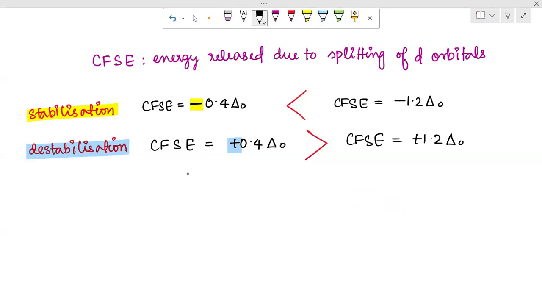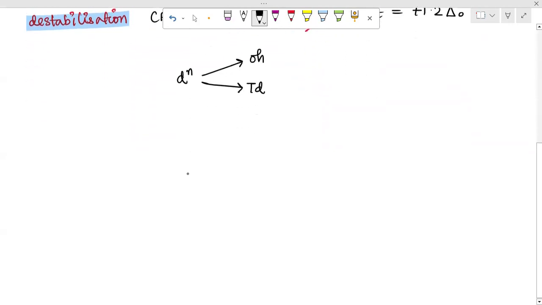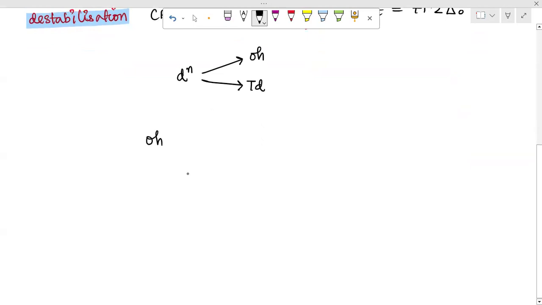Now, if you have any system of d^n configuration, let's say it is octahedral or tetrahedral, whatever it is, we'll consider both octahedral and tetrahedral species. For d^n, in the octahedral case, your d^n electrons would first be distributed in t2g, and depending on the splitting, it might go to eg, it might not go to eg. So the total number of n electrons would be distributed as t2g^p and eg^q. You will understand it when we do problems, don't worry.